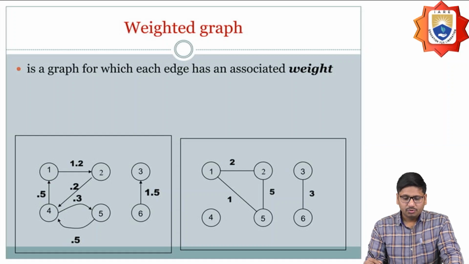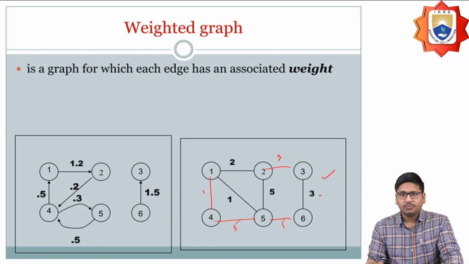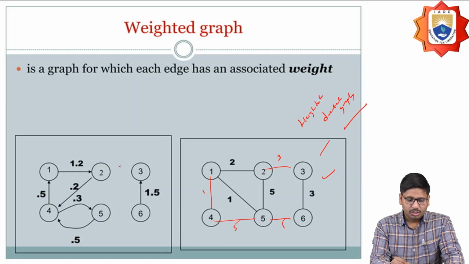Next one is the weighted graph. A weighted graph is a graph in which each edge has some weight associated with it. How do I show that? So this is the graph, and in this graph I'm going to hold some weights. This one we call a weighted directed graph. And this one is another kind of graph which represents the weights in terms of decimals, so it is also weighted. So this one is undirected, and this one is a weighted directed graph.